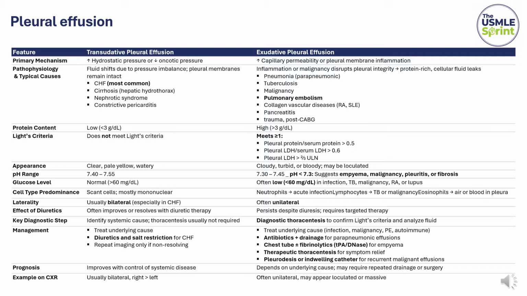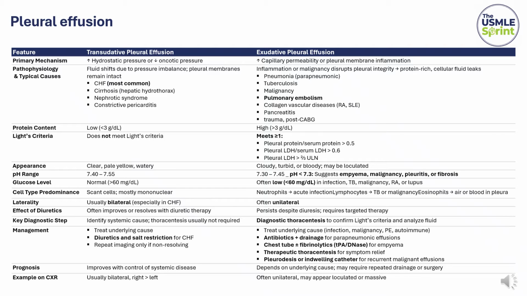The first step in diagnosis is a chest X-ray, which typically shows blunting of the costophrenic angle. A lateral decubitus view can help detect small or loculated effusions. When a new effusion measures more than 1 centimeter in thickness on the decubitus view, a diagnostic thoracentesis is indicated, except in patients with clear bilateral effusions and clinical evidence of congestive heart failure.